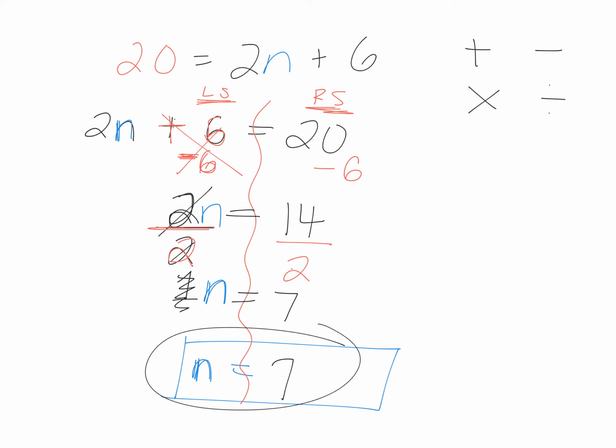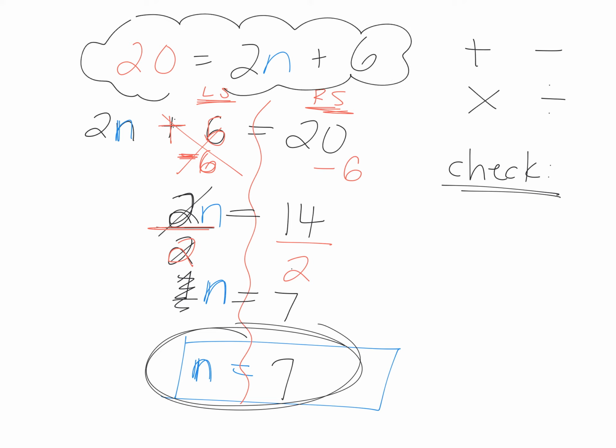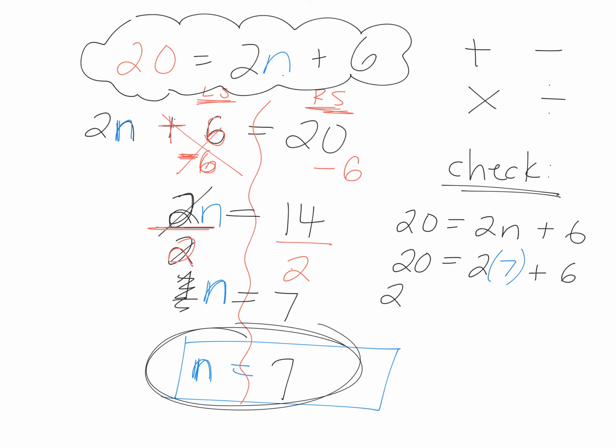We've solved the equation, but we want to check to make sure that works, in case we made a mistake. How do you think we would check to see if this is correct? This was our original question, and we're saying that n is equal to 7. We do the equation, but replace n with 7. Excellent. So the original equation said that 20 equals 2n plus 6. So according to our answer, if n is 7, let's plug it in. We have to make sure that both sides are balanced. The left side is 20.